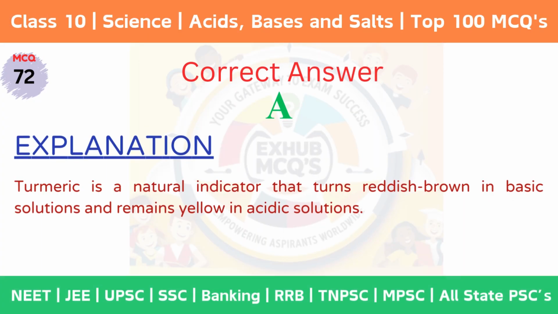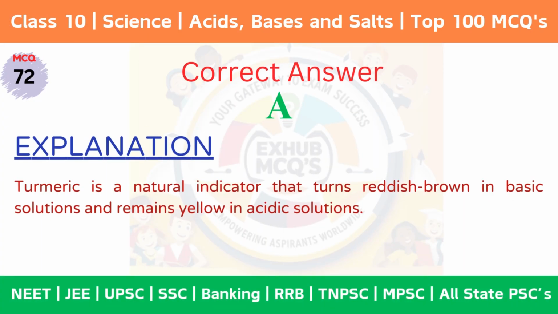The correct answer is option A, turmeric. Explanation: turmeric is a natural indicator that remains yellow in acidic solutions and turns reddish-brown in basic solutions. It is commonly used in households for testing basicity.